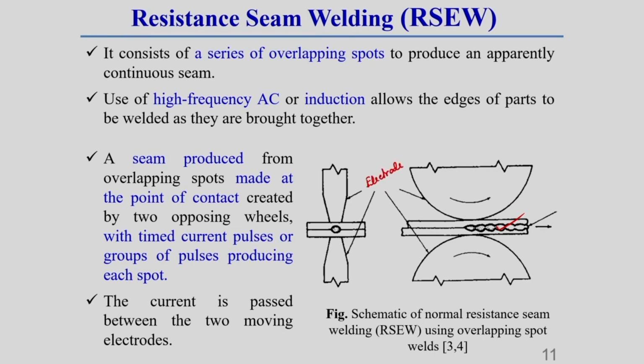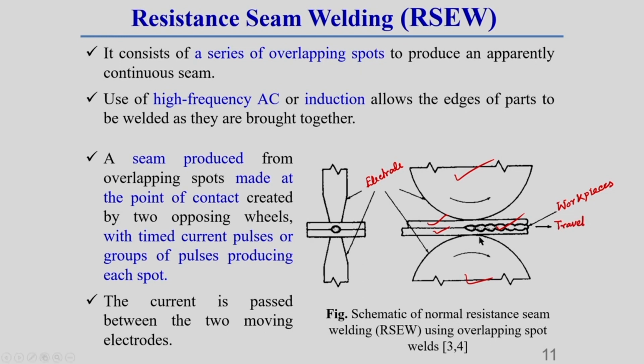Here you can see these are generally called electrodes. So, this is one electrode, this is another electrode. Now, generally this electrode rolls over these two overlapped workpieces. This is generally the workpiece. These are the two workpieces, and this is the travel of the workpiece.